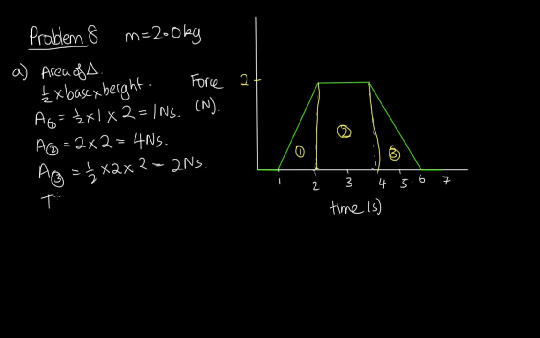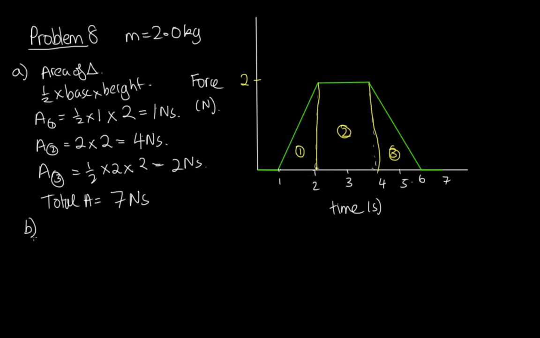So to get the total area, we just have to add these up. 1 plus 4 plus 2 gives us 7 newton seconds. So 7 newton seconds is the total impulse felt over this time interval.